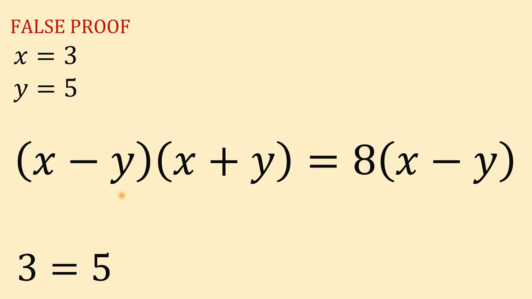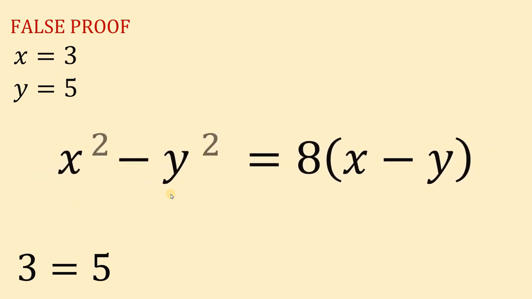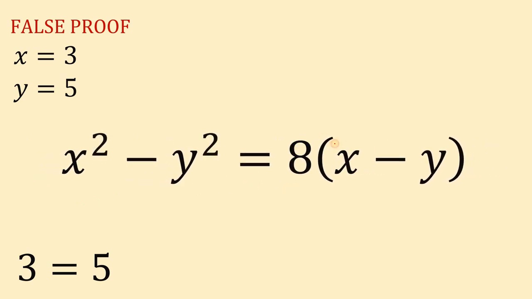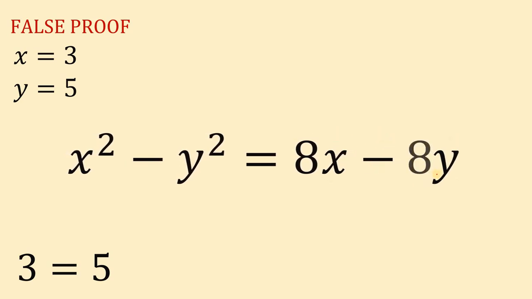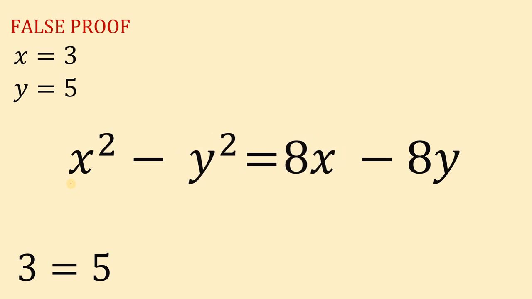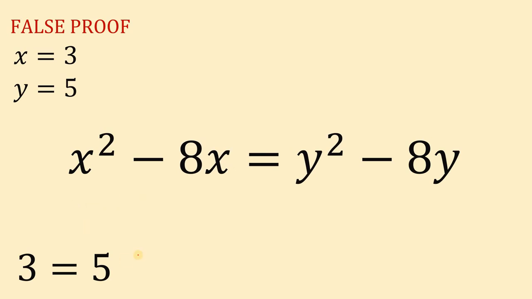Now, let's simplify. X minus y multiplied by x plus y. The left-hand side can be written as x squared minus y squared. We all know that. Now, on the right-hand side, let's distribute this 8 to x minus y. So we get something like 8x minus 8y. Now, what we're going to do is rearrange some terms a little bit. So we need to add y squared on both sides, and we need to subtract 8x on both sides. So this looks something like this. We have now x squared minus 8x on the left side and y squared minus 8y on the right-hand side.